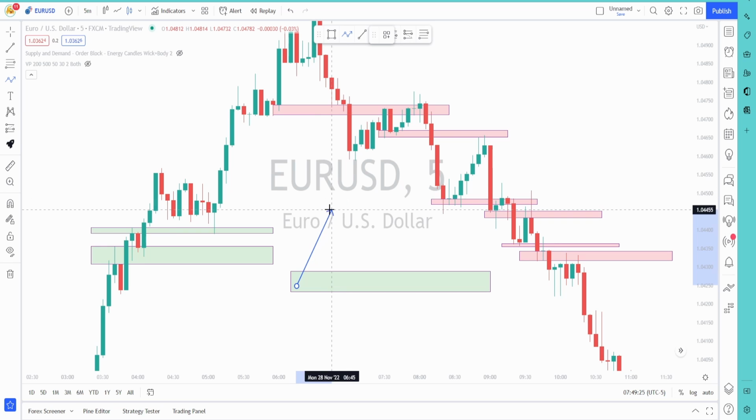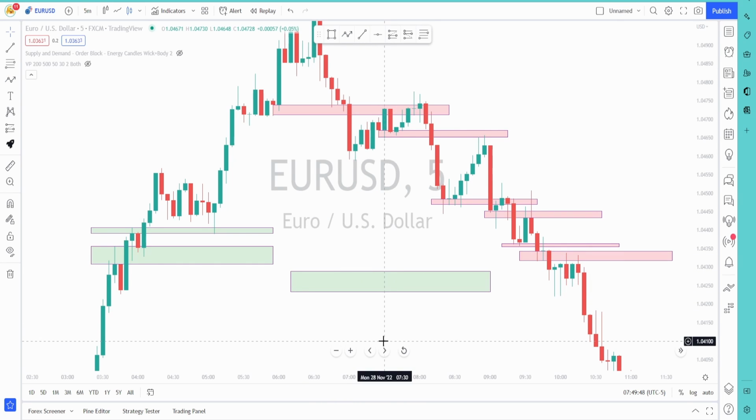Price has left that area, and what you're paying attention to is how price is reacting when it comes back to that area of previous structure. Is it going to continue to go downward, or is it going to change direction? Is it going to respect it and start moving to the upside? And of course, the opposite if it was going the other way.